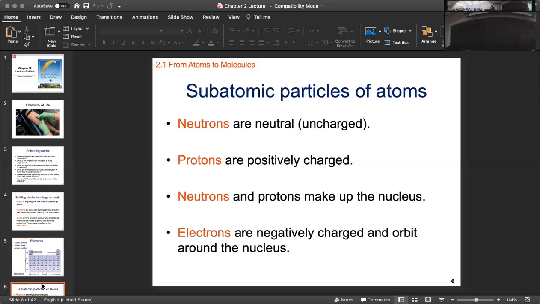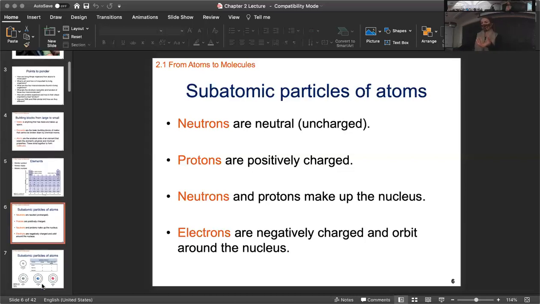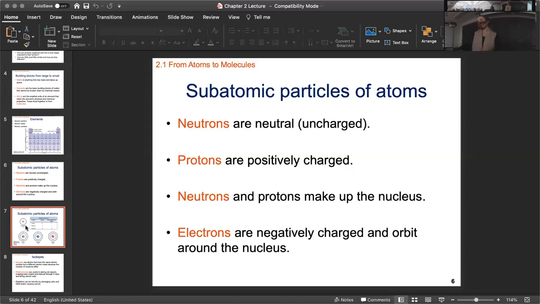Something that does have a charge though are protons and electrons. Electrons, I remember it by elect, like electric, all right? And if something is electric, I think of it being negatively charged. Protons start with P, so does positively charged. So the words kind of give it away. Protons are positively charged. Neutrons and protons make up the nucleus. And then electrons are negatively charged and orbit around that nucleus. And you're like, what are you talking about? I need to see a picture of that.